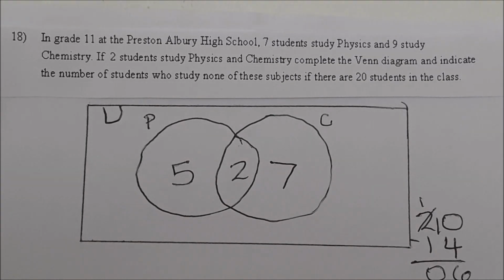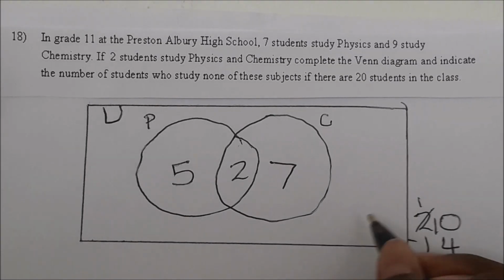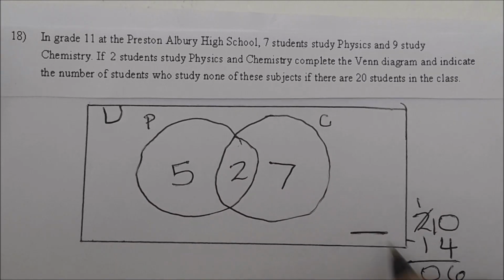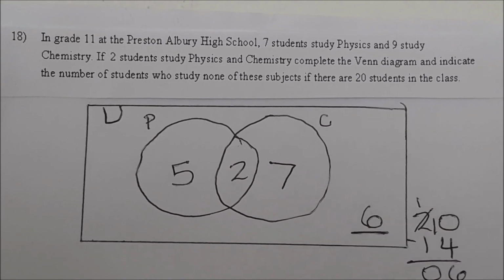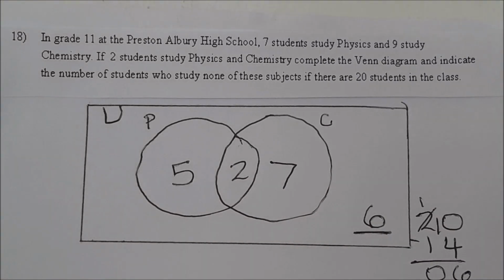To show that the 6 don't study physics or chemistry. Here. Okay, put it there on the line. Okay, that's the diagram they wanted. You didn't have to put a line under it, but that's the 6 students who do not study either physics or chemistry. Very good.